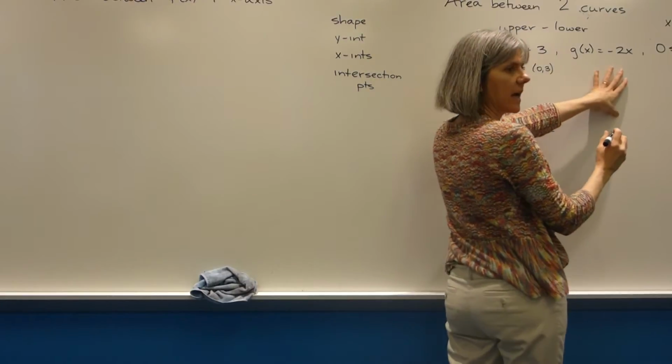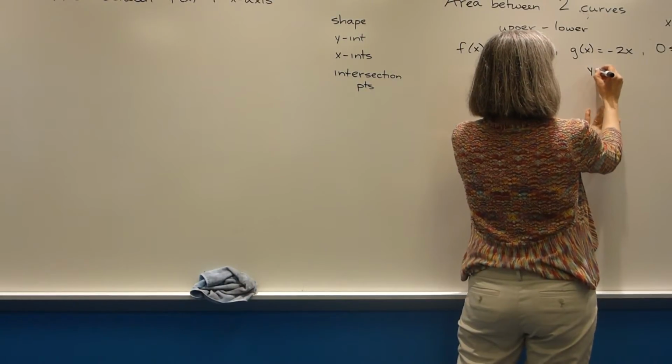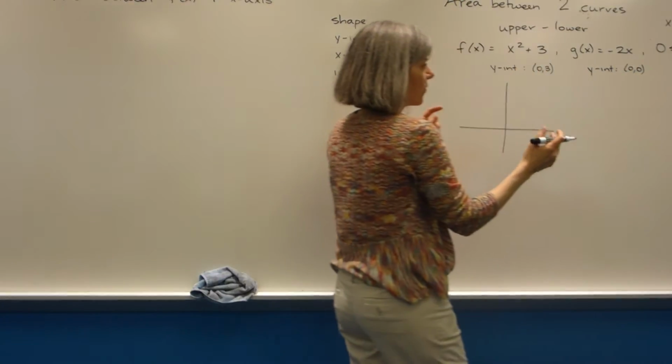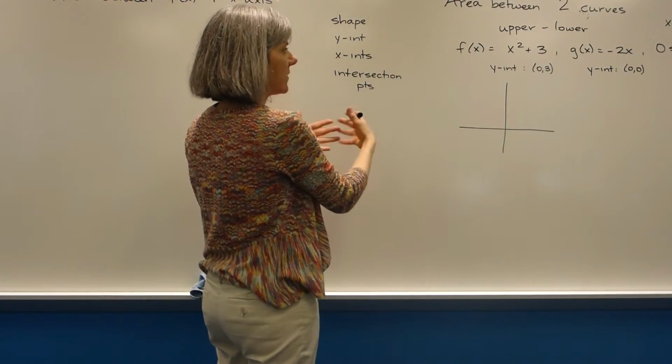Okay, and over here this is a line. Y-intercept is 0. So we've got everything we can get there, so now we need to find intersection points.